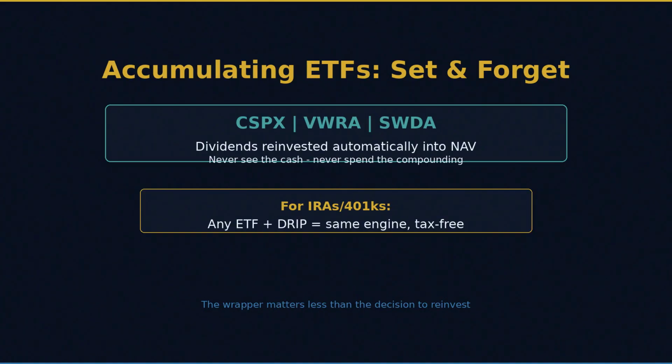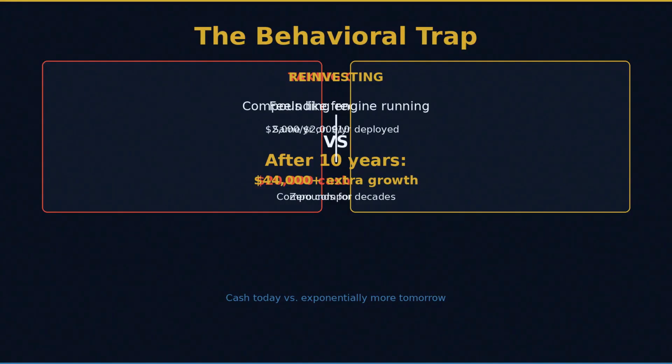There's an even easier way with exchange-traded funds. Accumulating ETFs, tickers like CSPX or VWRA, automatically reinvest dividends into the fund's net asset value. You never see the cash. You never have the option to spend it. The compounding happens inside the fund, invisible and continuous. For retirement accounts, any standard ETF with DRIP enabled does the same job. The wrapper matters less than the decision to reinvest.